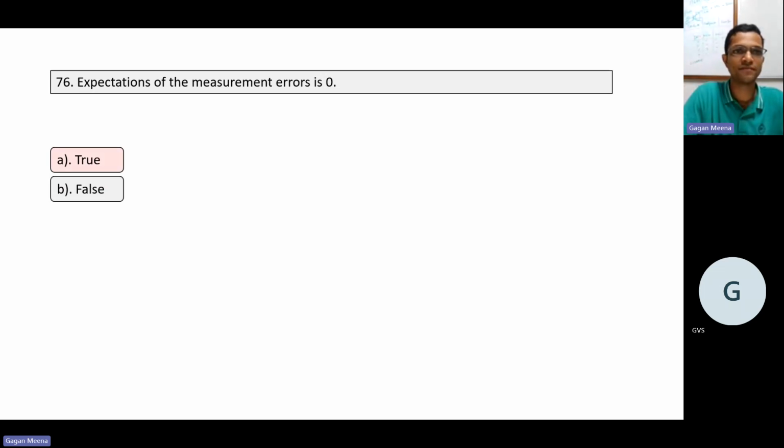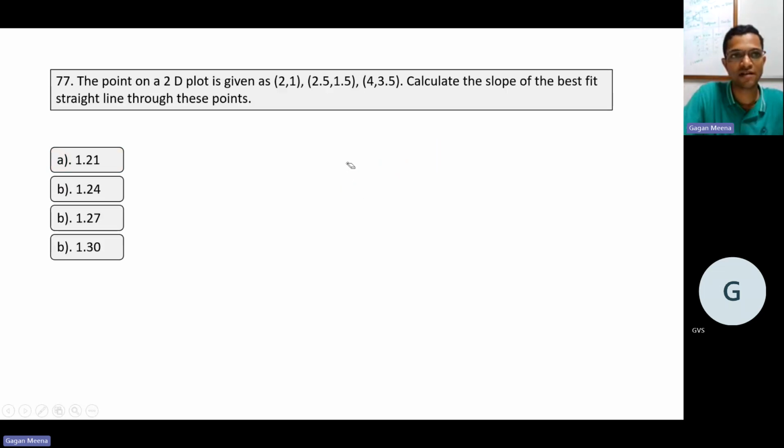The expectation of measurement error is 0, true? Yes, we assume zero mean Gaussian noise, zero mean Gaussian error. Now, a point on a 2D plot is given.